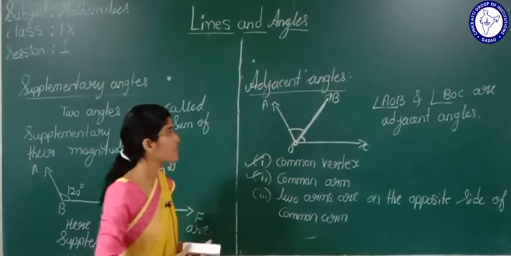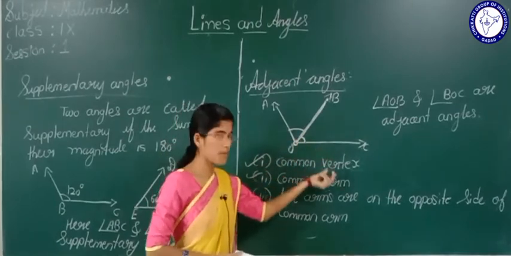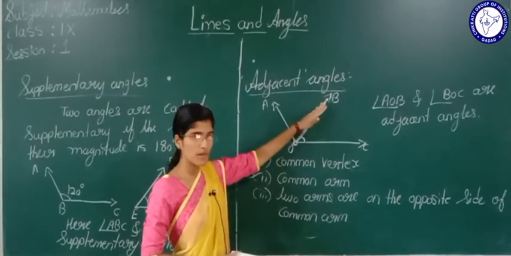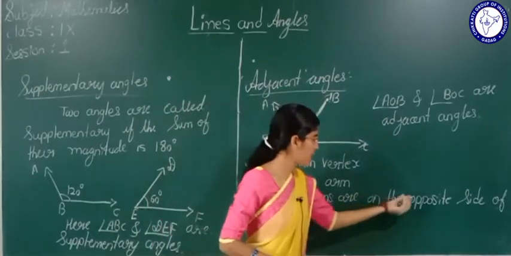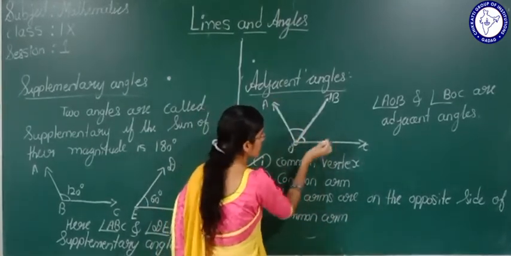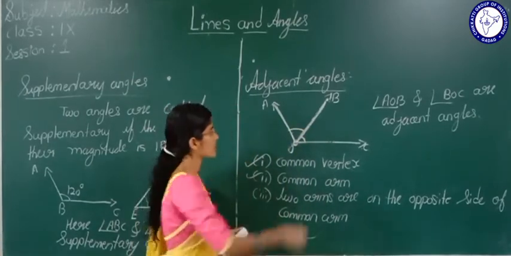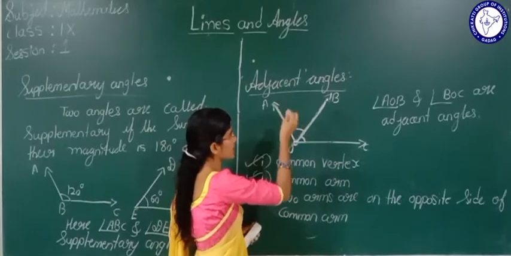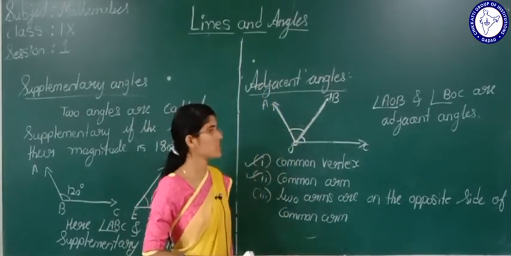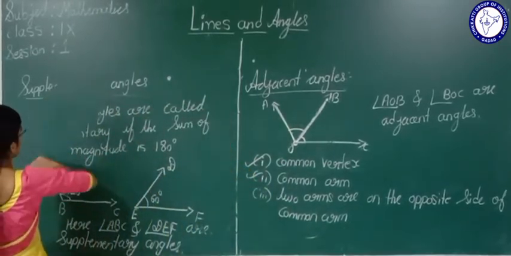Once more I will tell, two angles are called adjacent angles if they have a common vertex, common arm, and two arms are on the opposite side of common arm. Here the remaining two arms should be on the opposite side of a common arm. Okay, here these two angles satisfy the conditions of adjacent angles. Therefore, these two angles are adjacent angles. So next we will see what is linear pair.